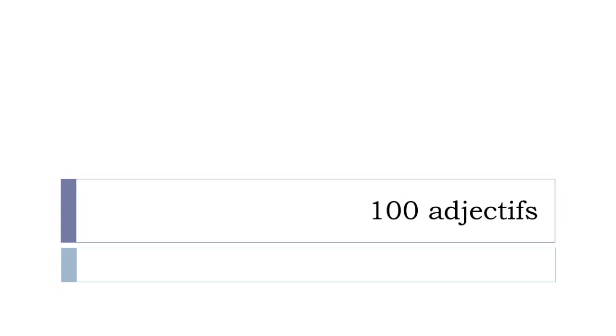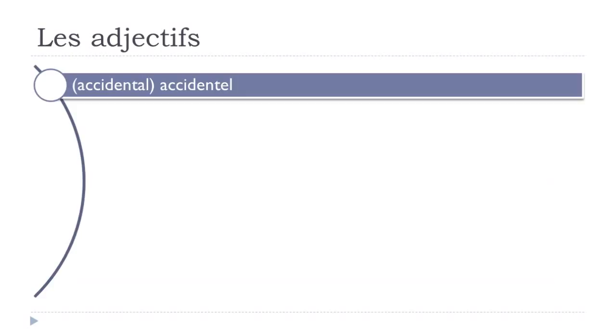And we'll see approximately 100 adjectives in the following lesson. So the idea is to give you as many adjectives as possible at this time of your learning process, because I think it's important now. Okay, so we'll start right now.